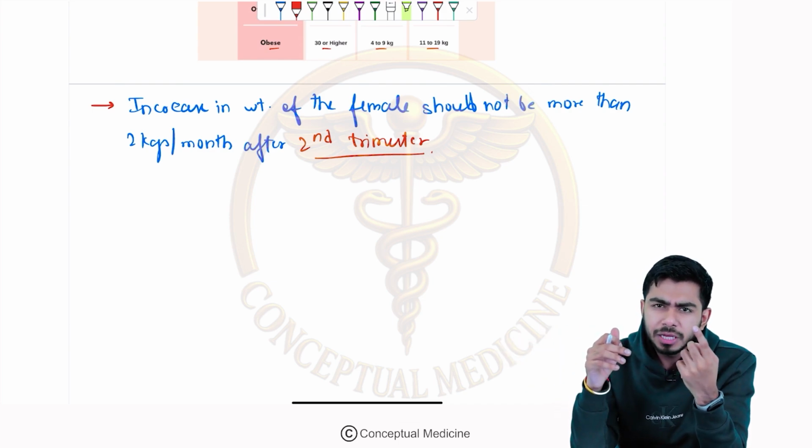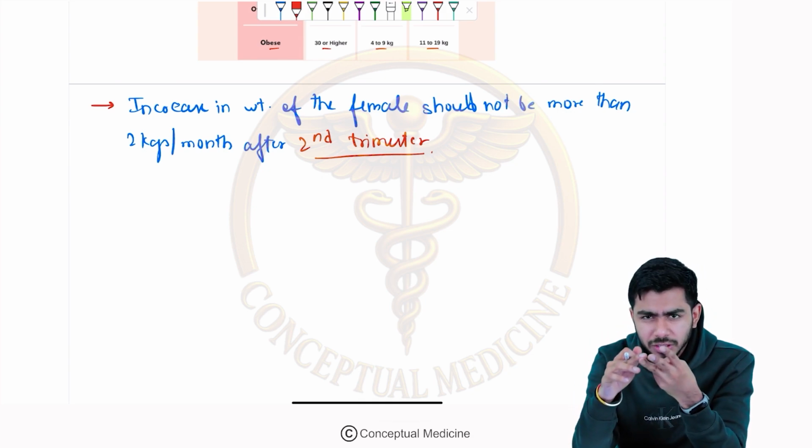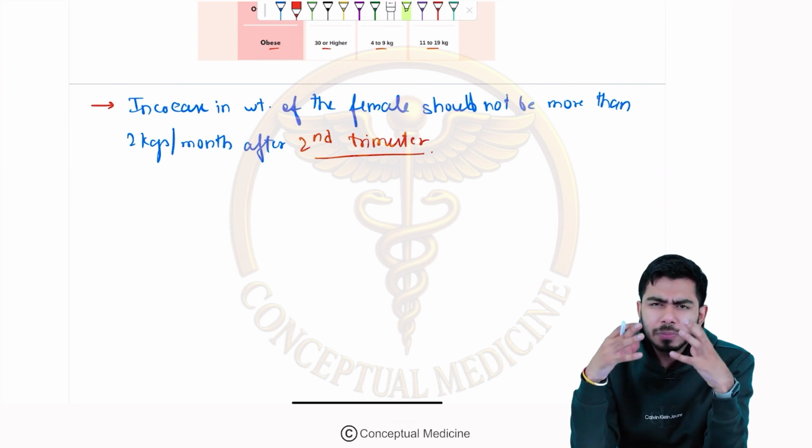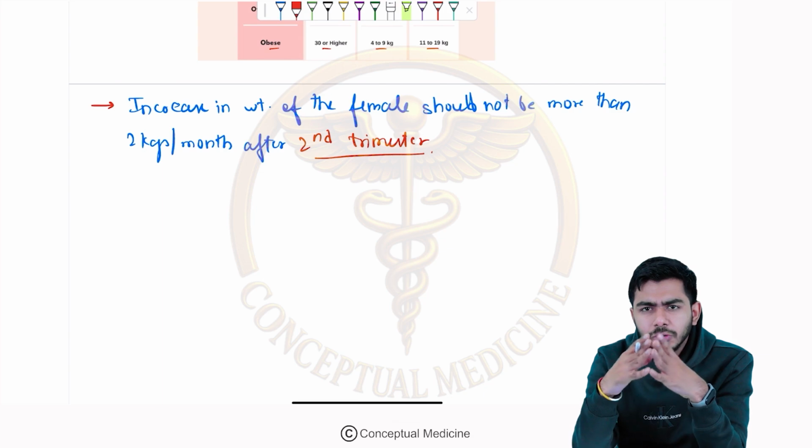For example, the mother might be having hypertension, diabetes, or some other kind of disease. So first of all, we will be taking the proper history from the mother, and then we'll be going for the screening test.